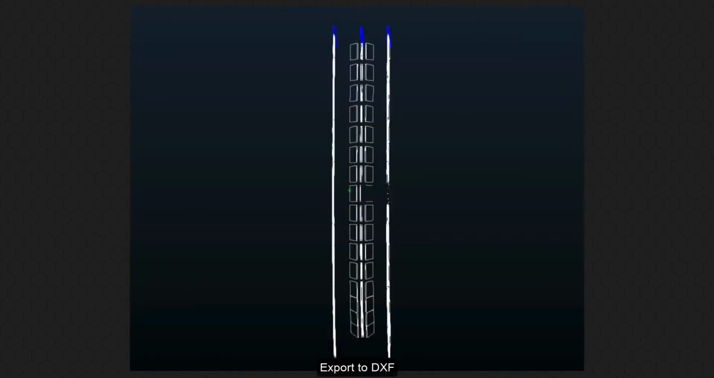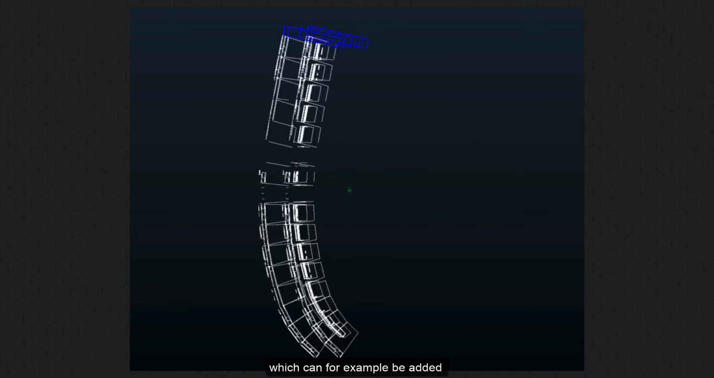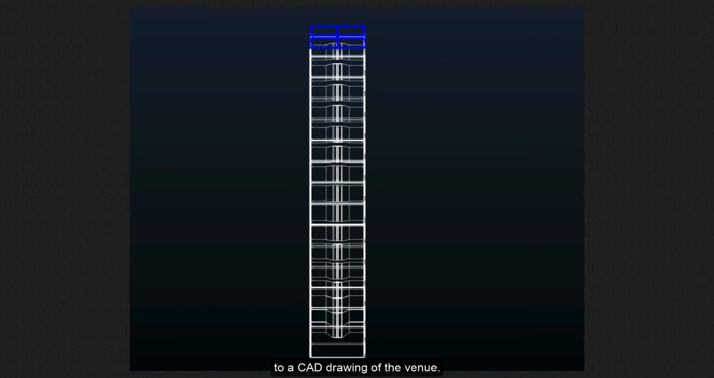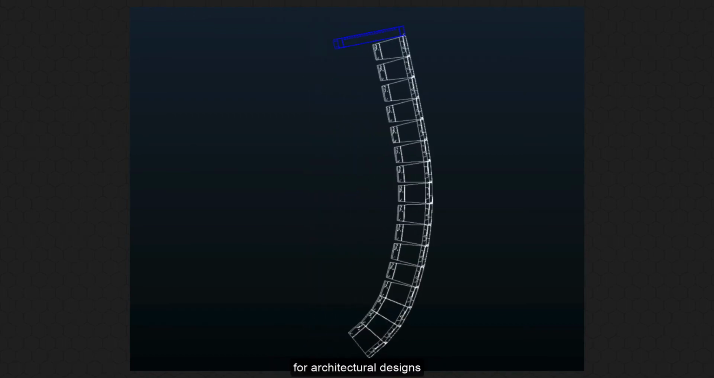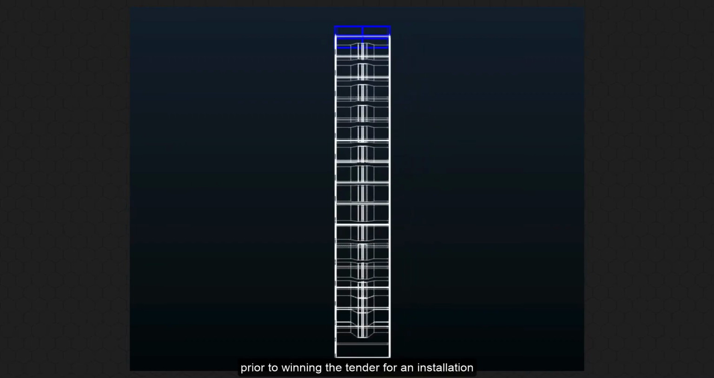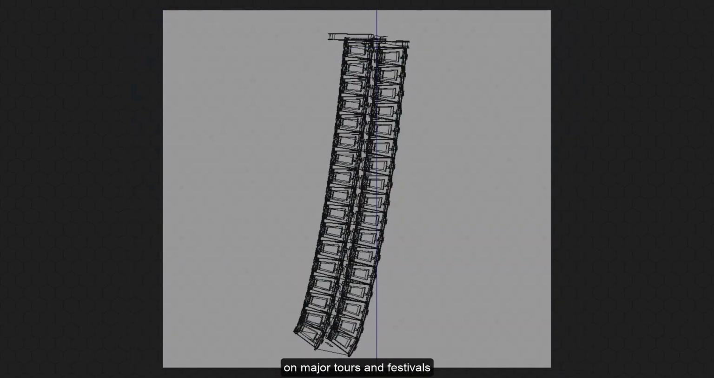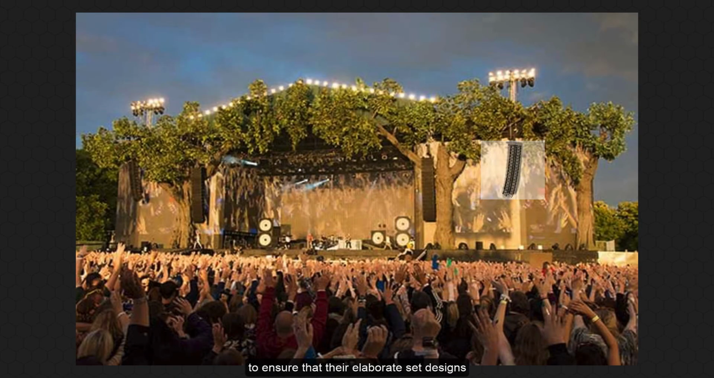Export to DXF creates a 3D wireframe model of the array, which can, for example, be added to a CAD drawing of the venue. This is often a requirement for architectural designs prior to winning the tender for an installation, or for production designers on major tours and festivals to ensure that their elaborate set designs actually have room for a PA system.